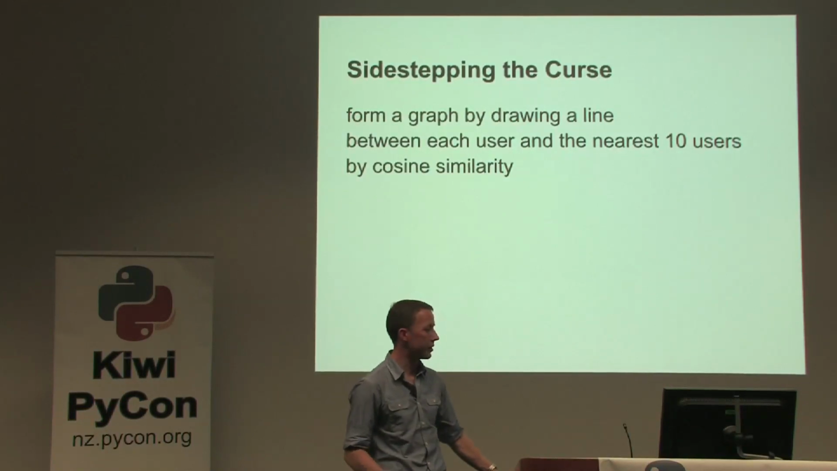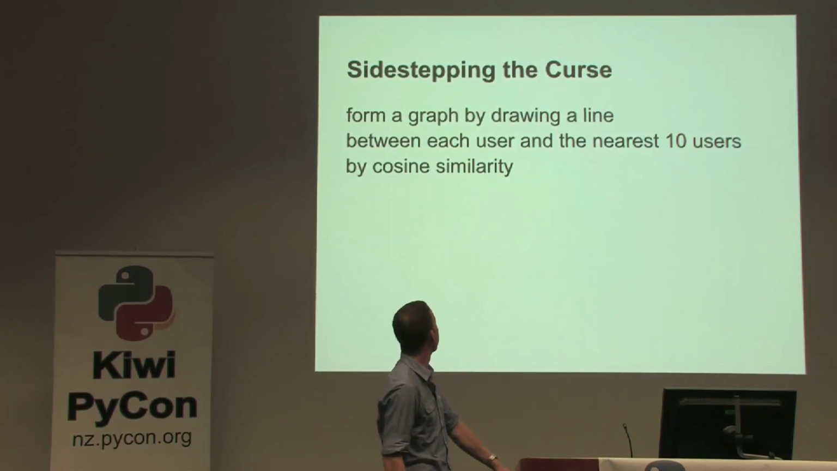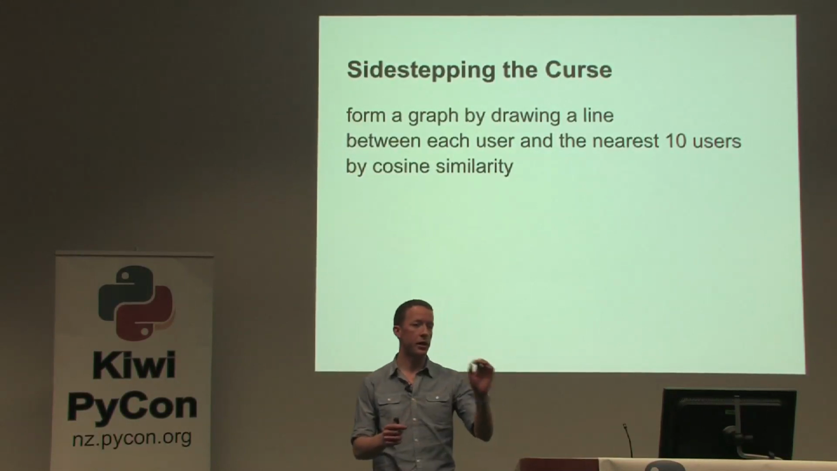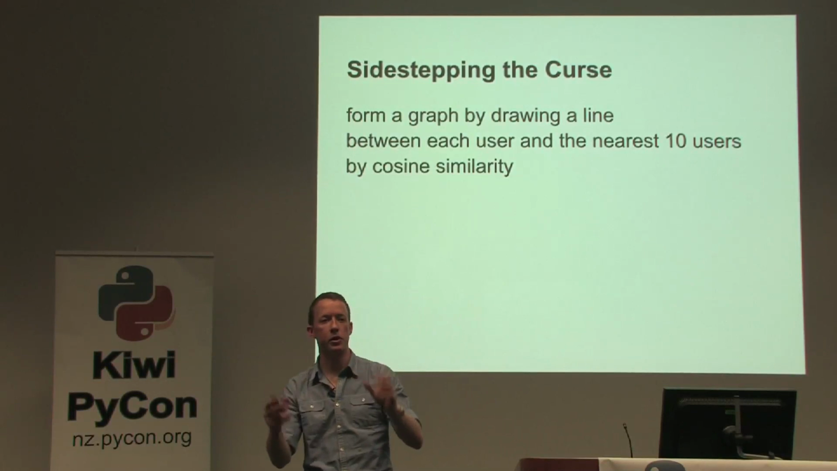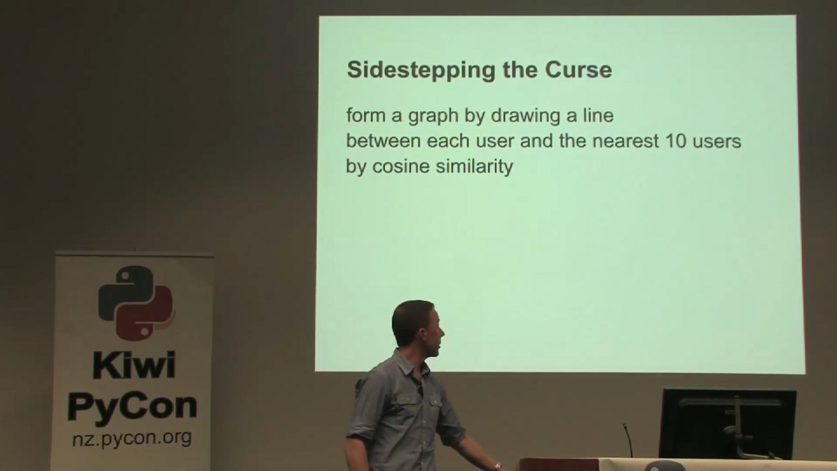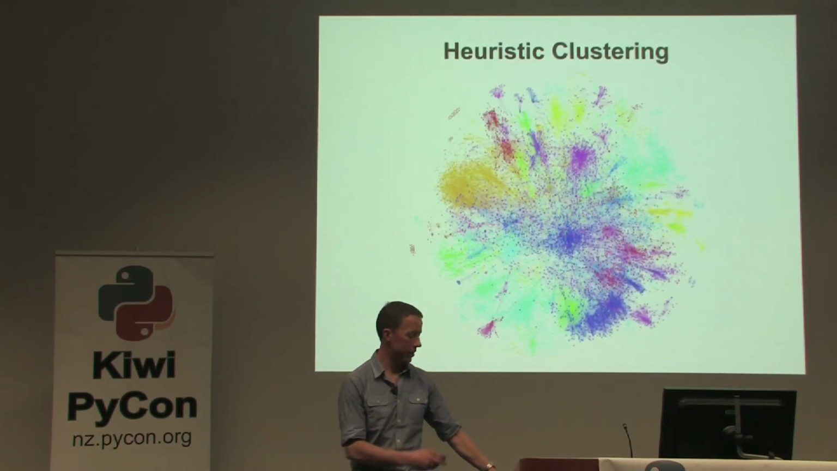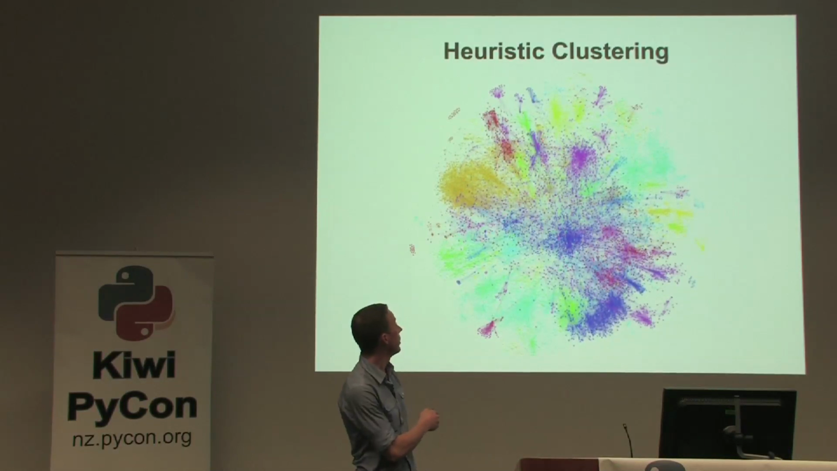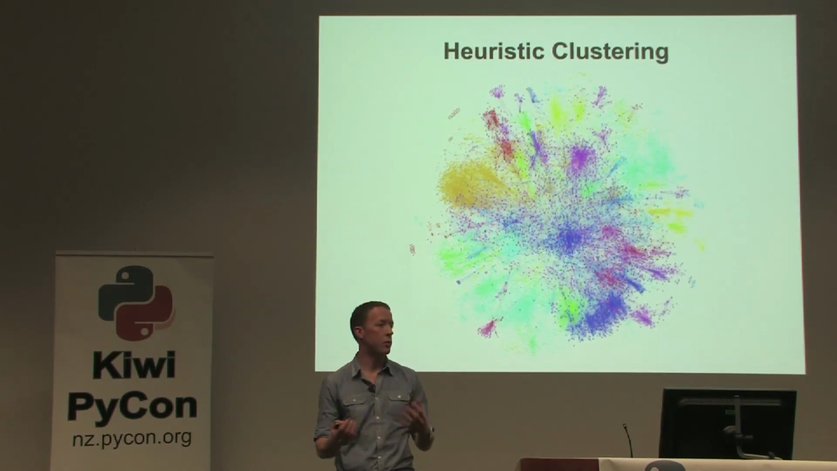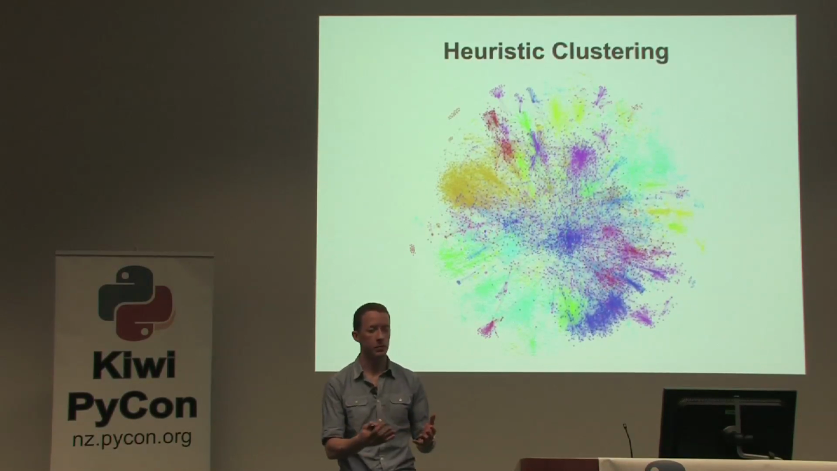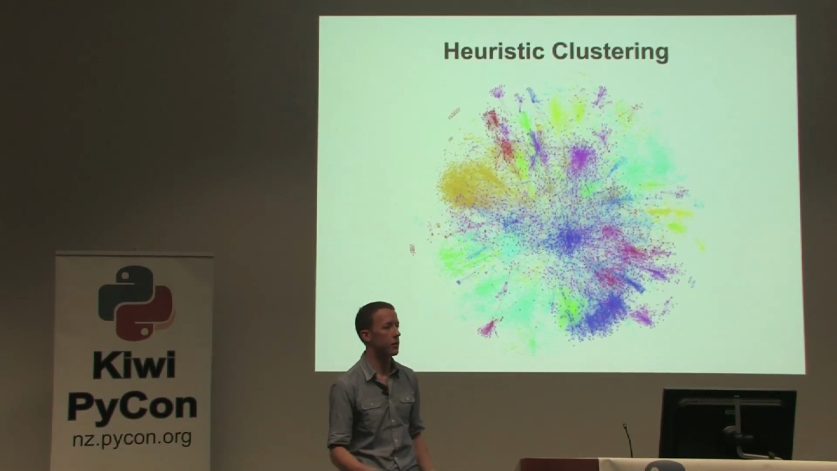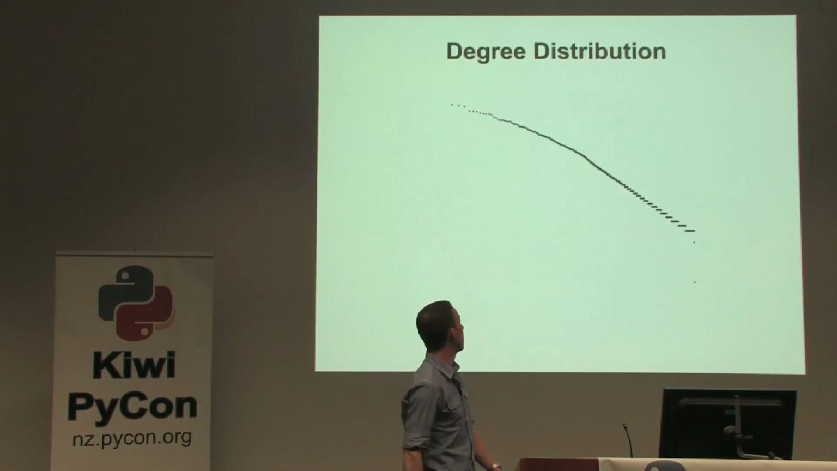Another way to start this, so this led me on to how do we sidestep the curse of dimensionality. Let's form a graph by taking every user, finding the 10 nearest points to them, drawing a line between those points and seeing what we wind up with. If you do that, it turns out you get this. And I've clustered this graph using various heuristic methods, and then you can work with the clusters and assign one group, one type of ad to each different type of cluster with the different behavior of the people.